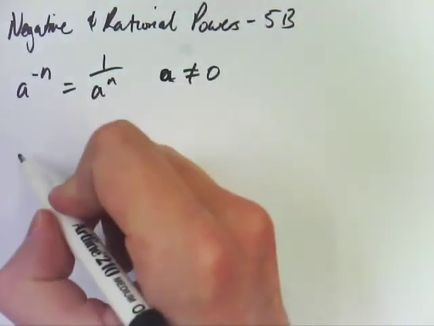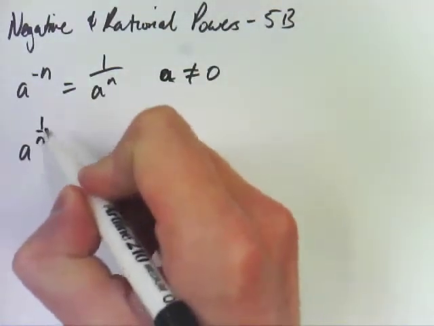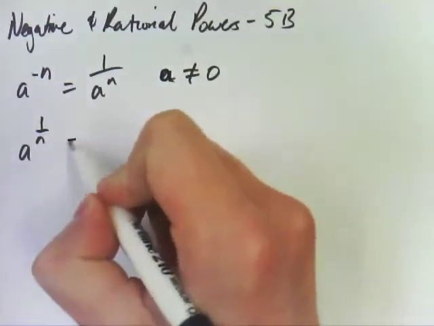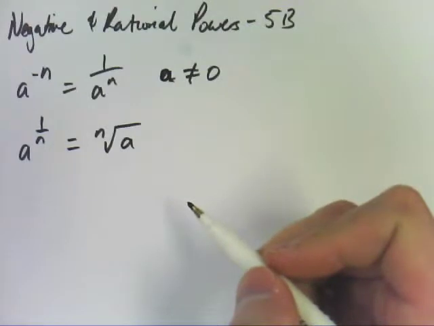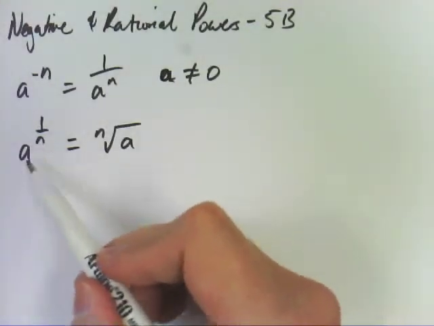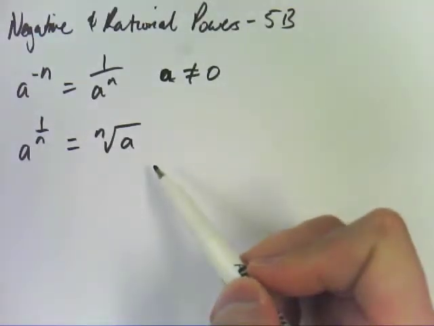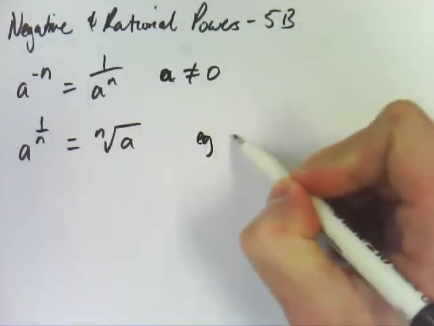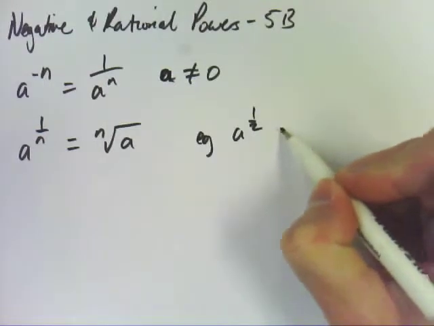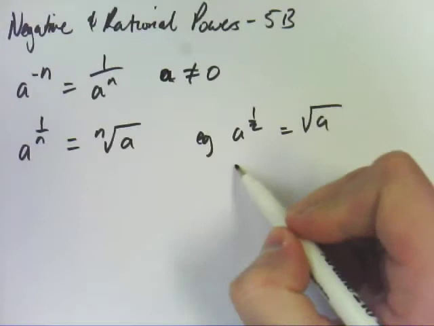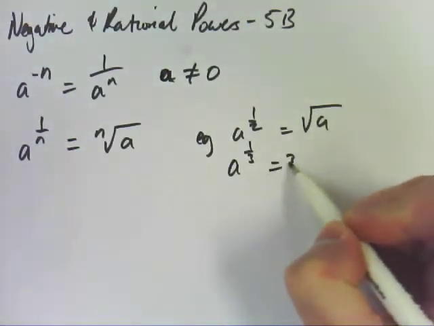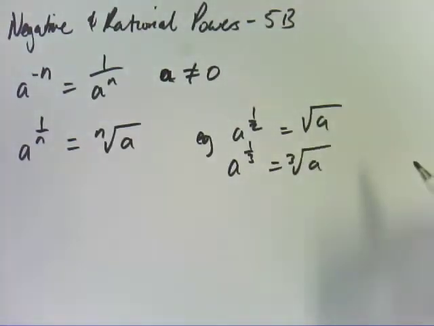There is another one. A to the 1 on n, so to the power of a fraction, is the nth root of a. So if n is 2, a to the half is equal to the square root of a. If it was a to the power of a third, it would be the cube root of a. It's not really that hard. It's just a rule.